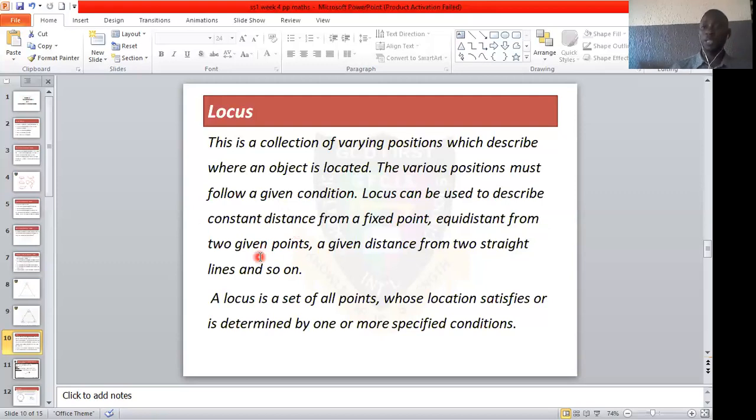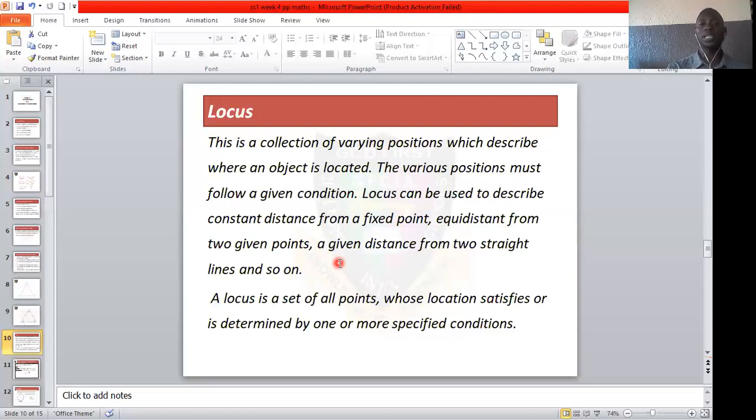Let's say this side is point P and this side is point Q. Anywhere in the middle of points P and Q, any location on that line must be at equal distance from point P and from point Q. And number 3 says a given distance from two straight lines, and so on. There are other conditions like that, but what we'll be considering in this week's topic is the locus of a constant distance from a fixed point and the equidistance from two given points.